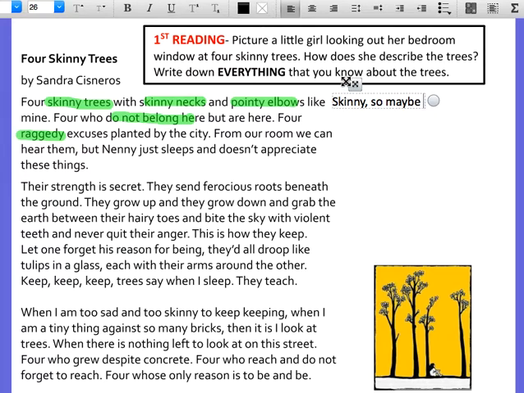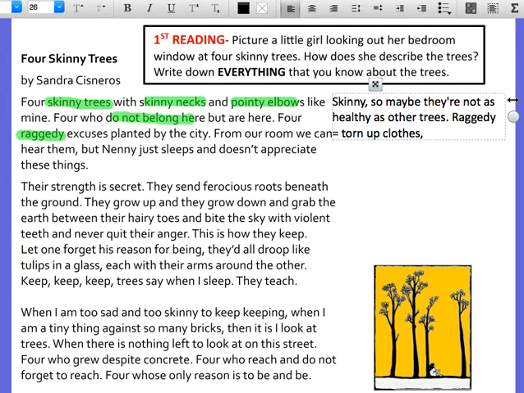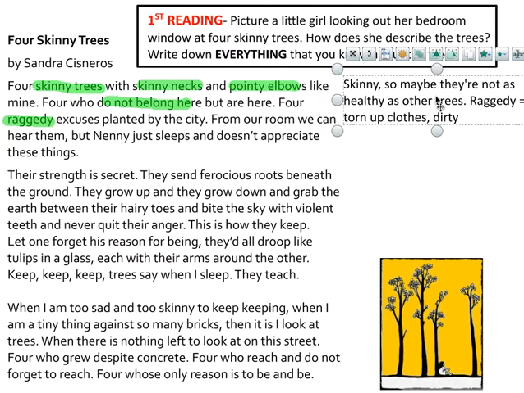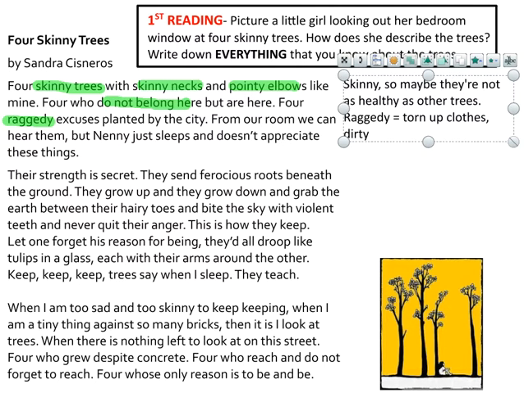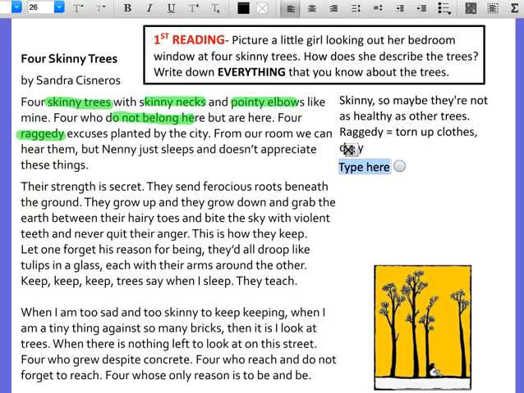So maybe they're not as healthy as other trees. I notice that they're raggedy, and when I picture a raggedy child or a raggedy doll, it's got torn up clothes. It's maybe a little bit dirty. One of the things that she says, which I'm not sure what to do with, but I want to mark at this point, is that they don't belong here. So maybe they're not meant to be planted in that neighborhood, or they're not like the other trees in that neighborhood.